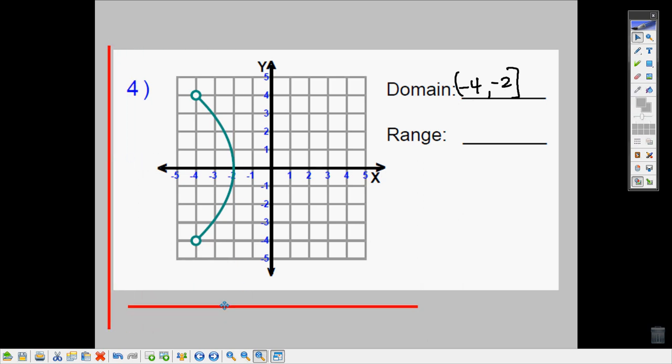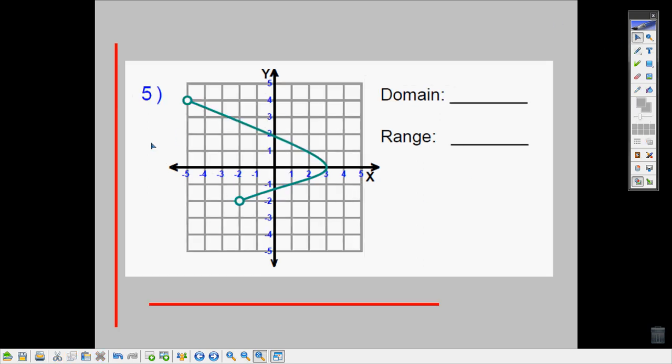Okay, so for my range, I'm coming up from the bottom. -4 is an open hole, so that's going to be a parenthesis, all the way to the highest point on the graph, which is a +4. Again, another parenthesis because those are open dots, not included.